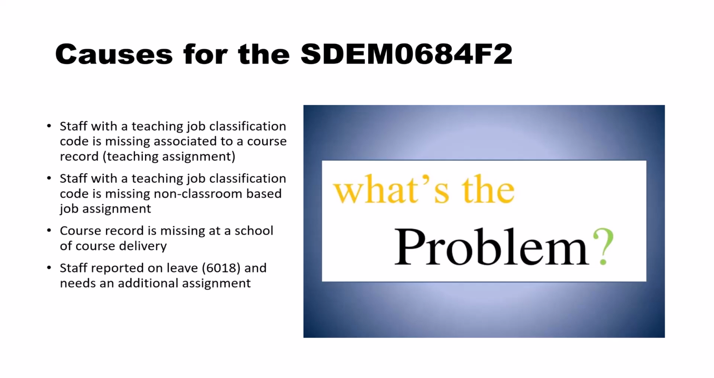And then lastly, we have staff reported on leave, 6018, and they need an additional assignment. 6018 is a non-classroom based job assignment, but it merely says the staff member is on leave. It is not an assignment when you think about assignment monitoring. It is not a job that can be evaluated for credentials. And so, if you have a staff member on leave who should only be teachers of record, then you want to report their assignment. If they are not the teacher of record, you do not need to report them. So if you have a 6018, an additional course is expected.